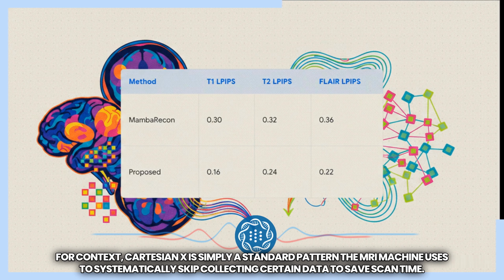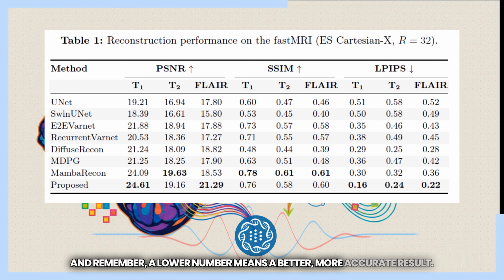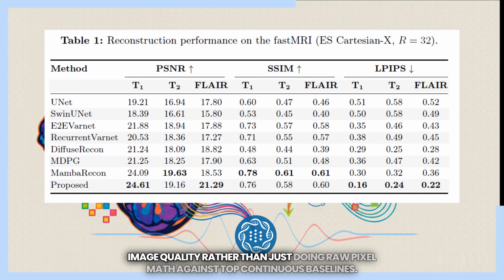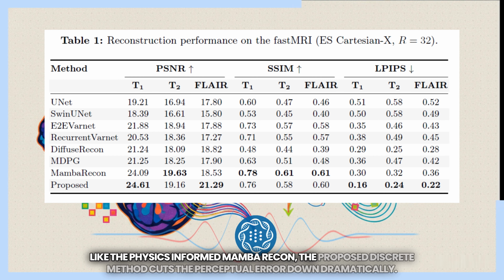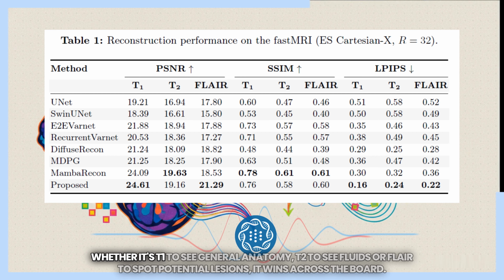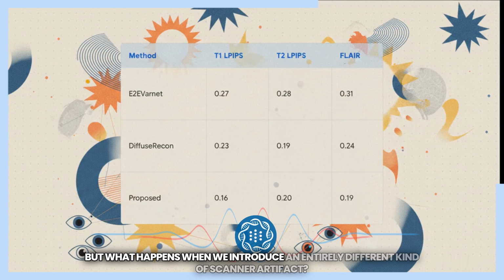Focus your attention on the perceptual LPIPS score, and remember, a lower number means a better, more accurate result. LPIPS is a specialized AI-driven metric that judges how humans actually perceive image quality rather than just doing raw pixel math. Against top continuous baselines like the physics-informed Mamba Recon, the proposed discrete method cuts the perceptual error down dramatically, and it does this across all primary brain tissue contrast types. Whether it's T1 to see general anatomy, T2 to see fluids, or FLAIR to spot potential lesions, it wins across the board.